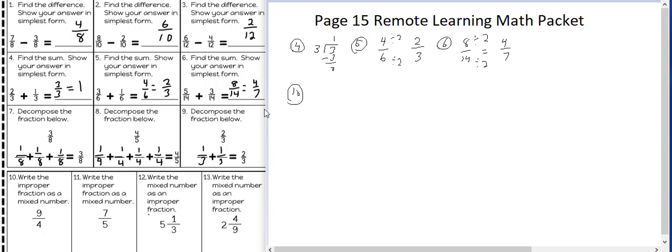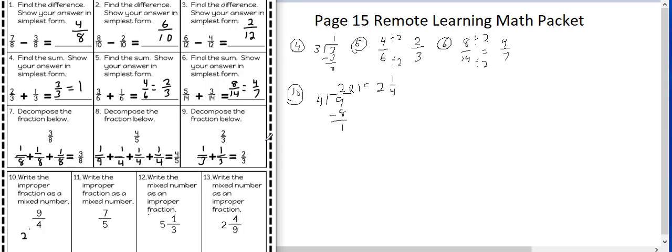All right, write the improper fraction as a mixed number. So I am going to divide to do it. All right, so how many times, and your denominator, it's also your divisor, denominator, divisor. So the 4 is going to go outside, the 9 on the inside. How many times does 4 go into 9 without going over? 2. 2 times 4 is 8. I subtract, I get 1. My remainder is 1, but that would equal 2. My denominator stays the same, 2 and 1/4. So that would be 2 and 1/4.